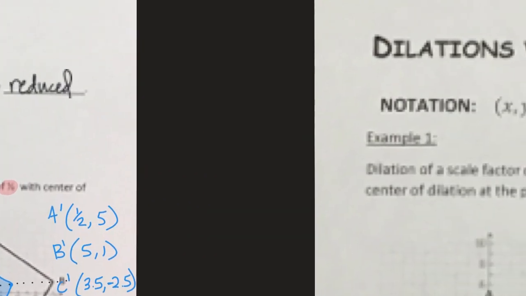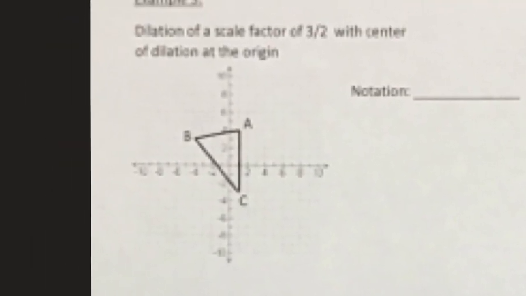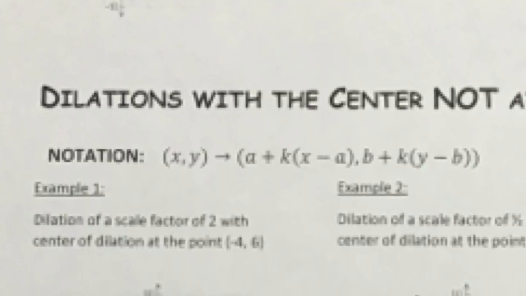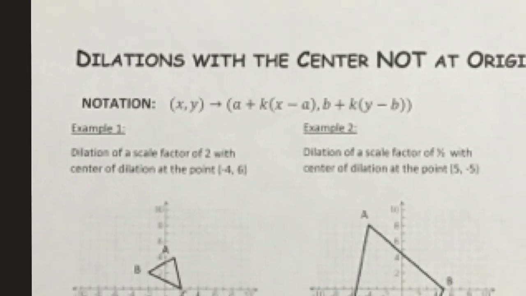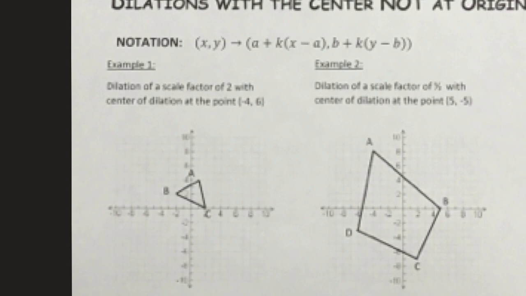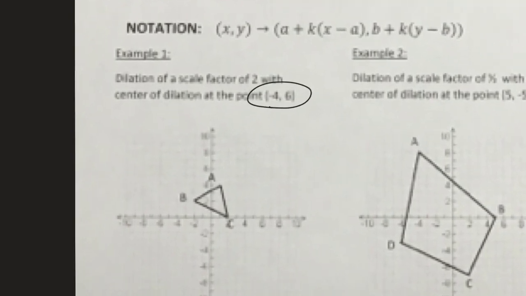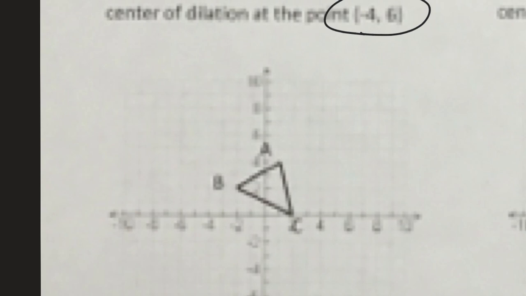Okay? So now there's another example, 3/2. Let's do 3/2, but it's done the same, so let's not do it. Just kidding. Dilations with the center not at the origin. So once again, we're going to count. This is going to be a counting thing. So -4, 6 is your center of dilation. -4, 6 is right here. This is where we're going to count from.